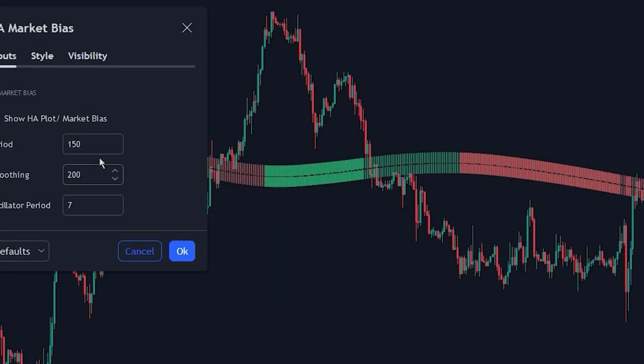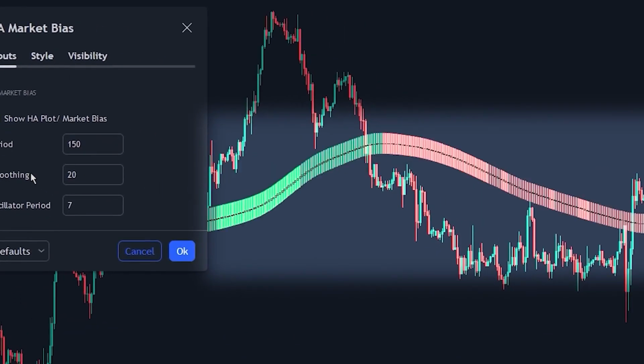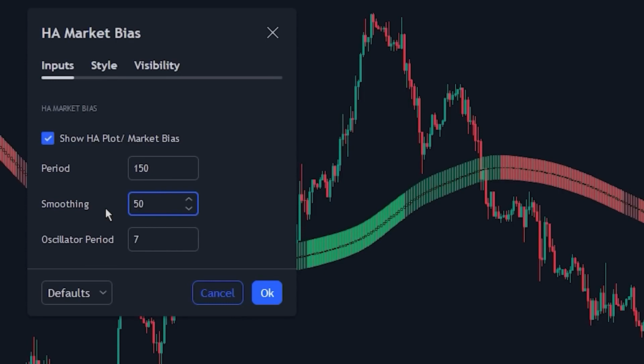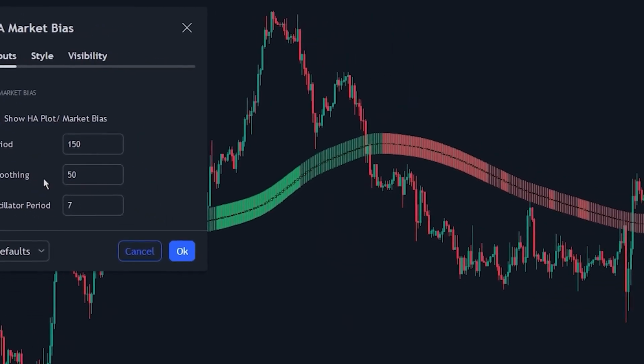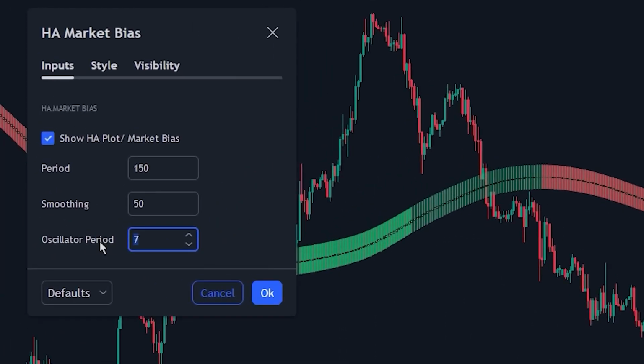Conversely, a lower smoothing value, such as 20, will provide a more responsive indicator line, capturing faster changes in price action at the cost of increasing the noise that is displayed by the indicator. A good middle ground for the smoothing is 50, showing us a smooth and clear view of the trend without including too much noise. The final setting of the market bias indicator is the oscillator period.